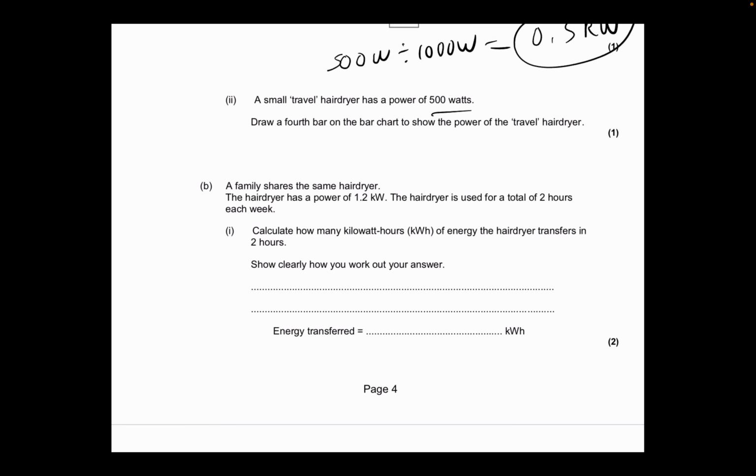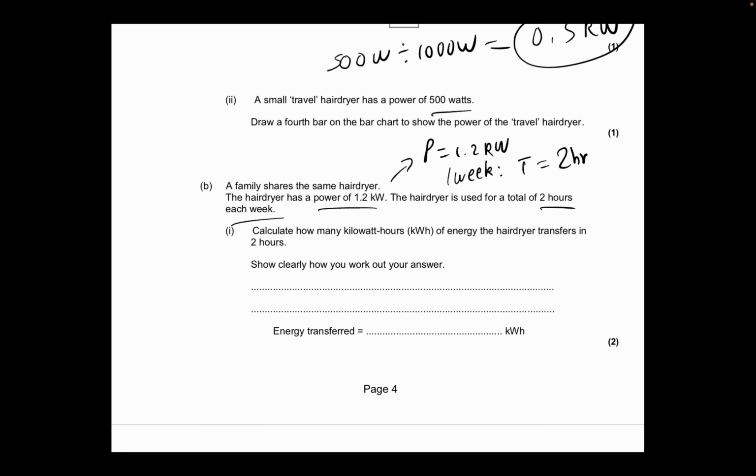We have to look at the clues that this question is giving us. The question is giving us the power, which is about 1.2 kilowatts, so you're going to write it down. Write power, P, is about 1.2 kilowatts. We know that the hairdryer is used for a total of 2 hours each week. So in 1 week, you have a total time of about 2 hours, and that's what we're going to write down. Now we have to calculate how many kilowatt hours of energy the hairdryer transfers in 2 hours.